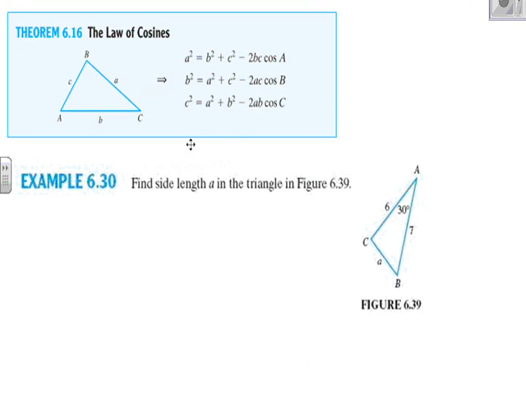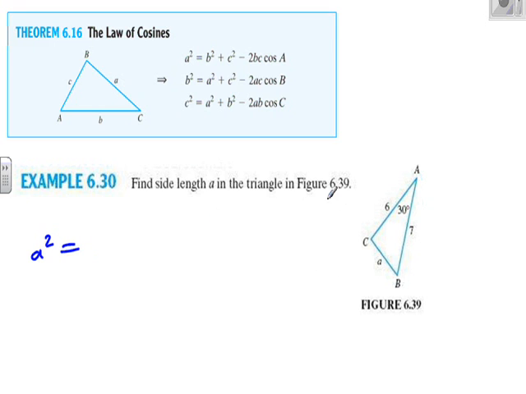So next we have the law of cosines, which is a little bit more complicated, but it says that one side squared equals the sum of the other two squared minus 2 times those other two sides times the cosine of the angle, the original angle. So to find the side length a in this triangle, we do know the two other sides and one angle, the angle that's opposite the side we're trying to find, so we will use law of cosines.